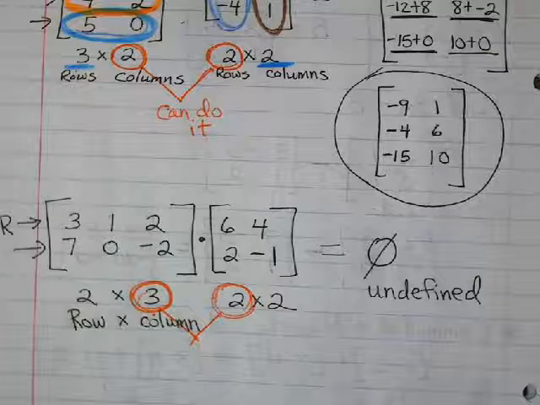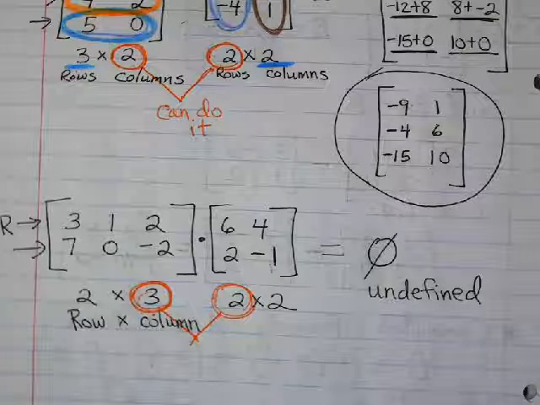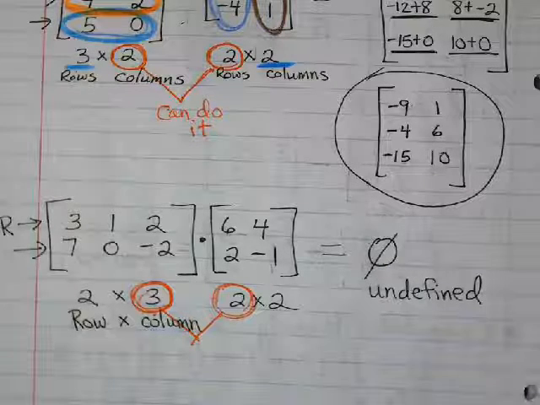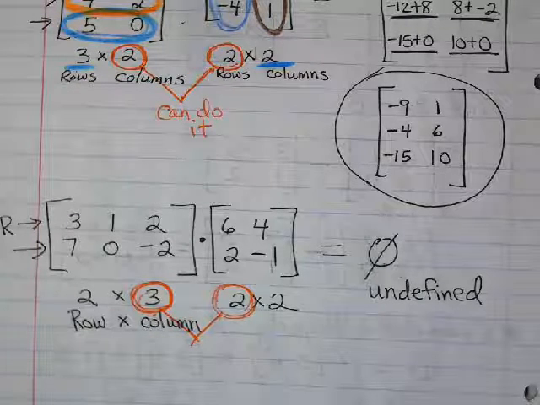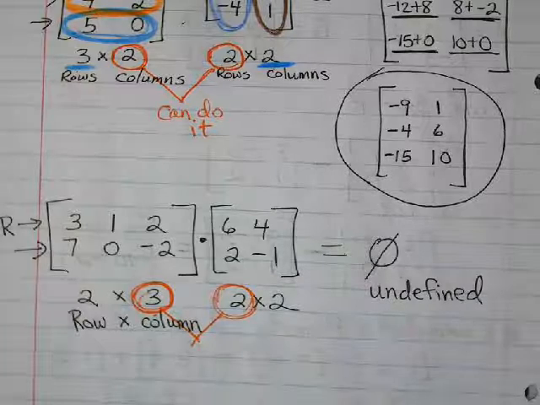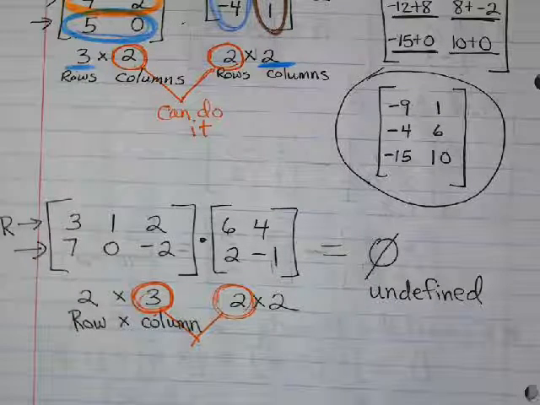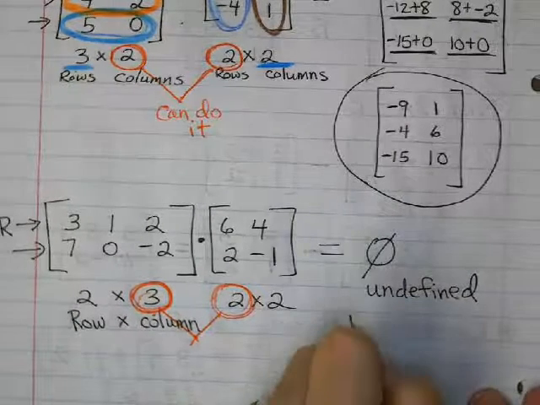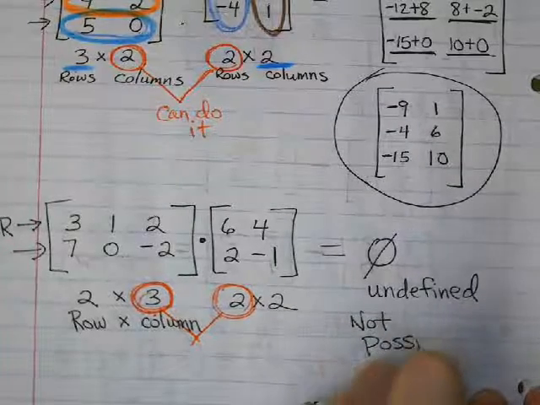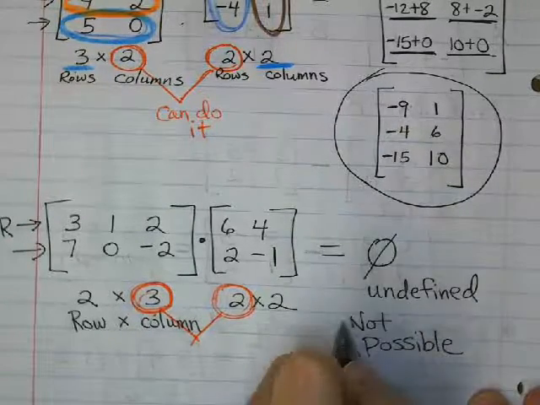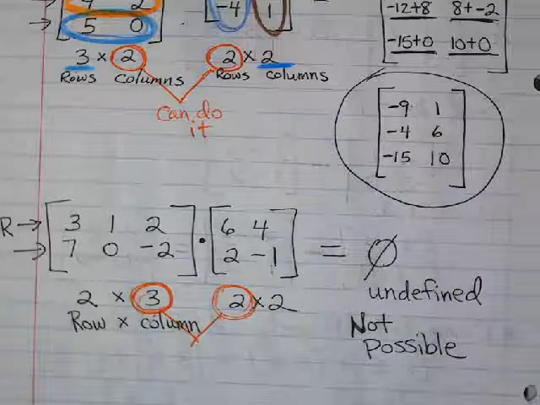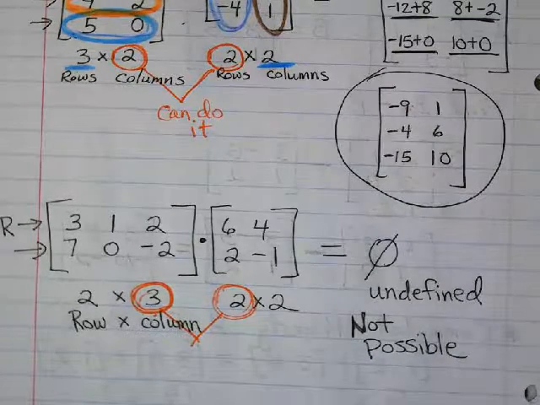I'm not sure what WebAssign says. It probably tells you to type undefined, because I don't think they have that symbol. They might, I'm not sure. If it doesn't work, they might have you write the words not possible. I think they do say that. I remember looking at the WebAssign. They might literally tell you to type the words not possible. Okay, so that one you can't do.